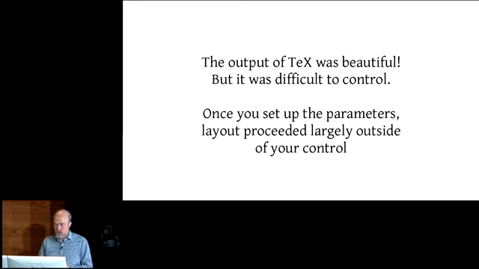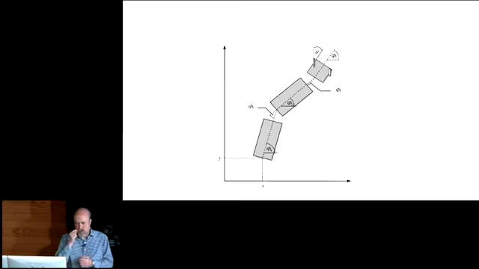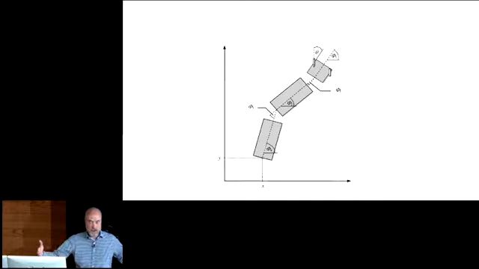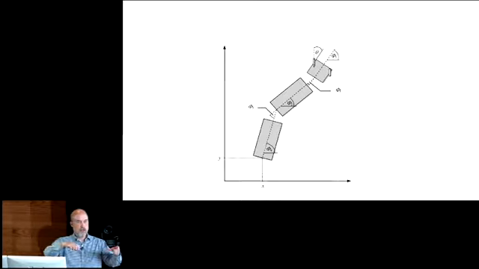The output of TeX was beautiful, but as I eventually, someday, had a computer powerful enough to run it, I found it was difficult to control. Once you set up the parameters, layout proceeded largely outside of your control. It reminded me of a problem that I've seen recently, which is the tractor and trailer problem. A tractor has a motor and can move forward and back, and the trailers are simply passive. If you've ever tried backing up a single trailer, it can be difficult. They often today consider, for factory floors and things like that, 2, 3, 4 trailers. If you've ever tried to back up a small toy train, you might have an idea of the difficulty here.